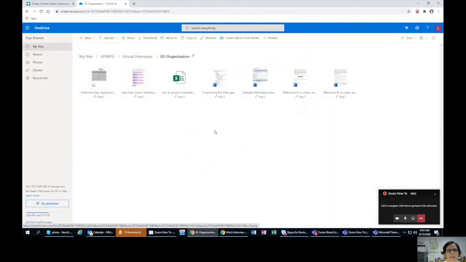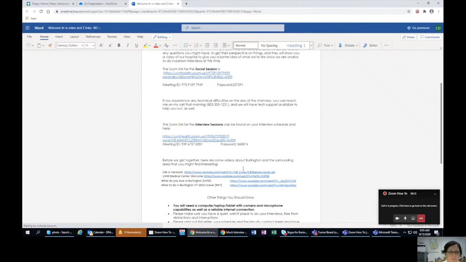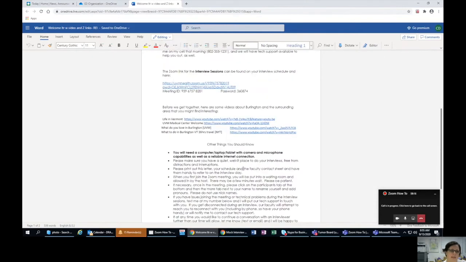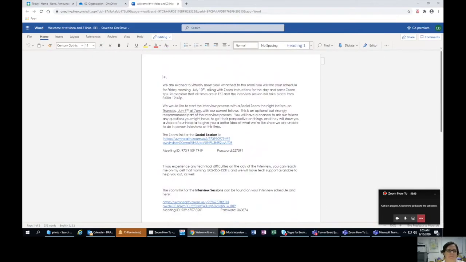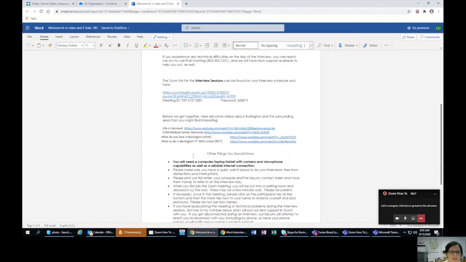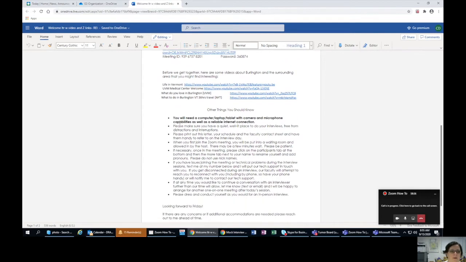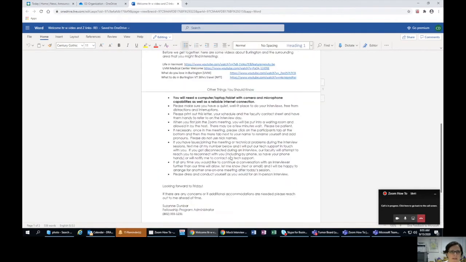Some other sample documents in here are organizing the day. This is a good one. This is a sample introduction email to the candidates, I believe. And so it tells them step by step what they need to know for the day. So they did social sessions, they did interview sessions. There are videos here of how they do things. I'm not even going to talk about the video. These are things that they need to know, but they usually already know them. And then you'll say your information.